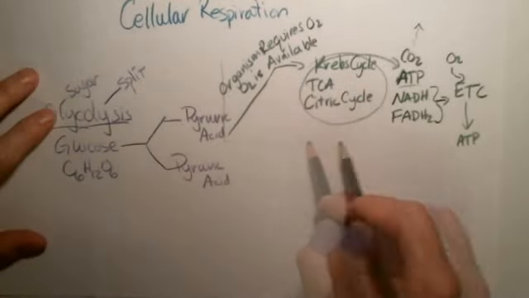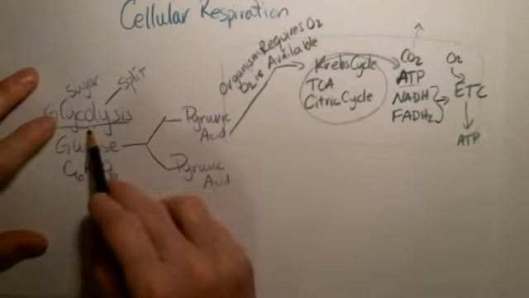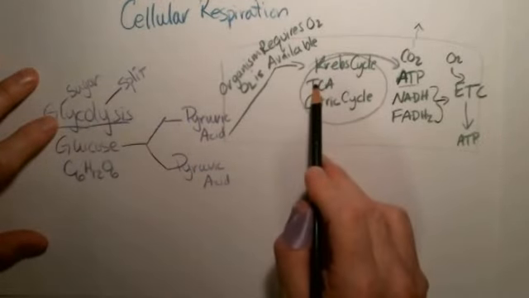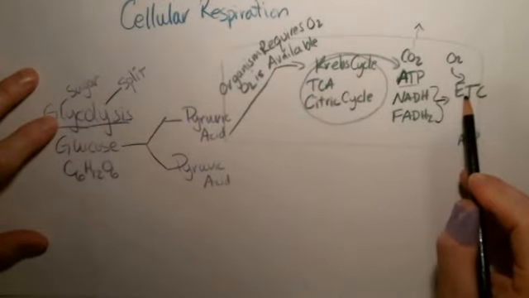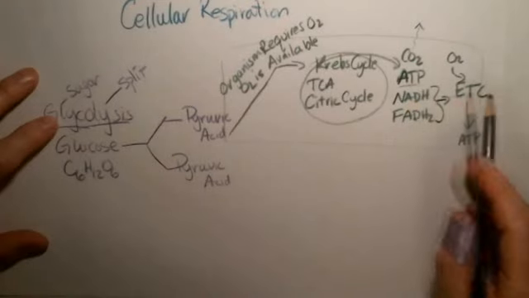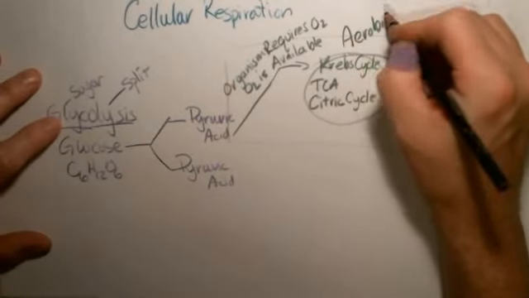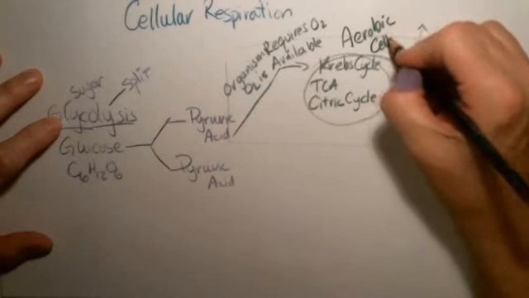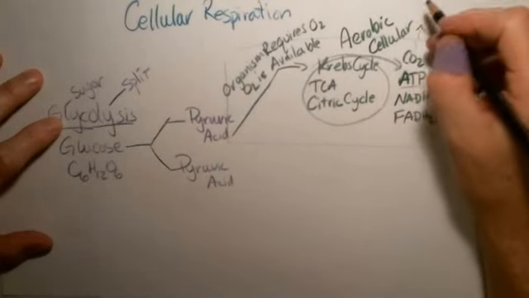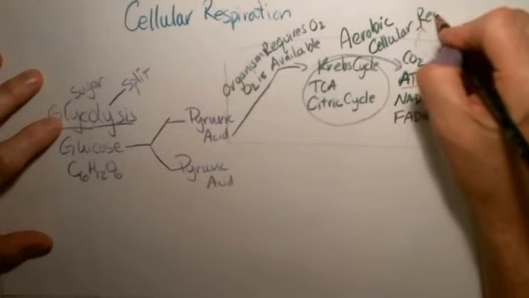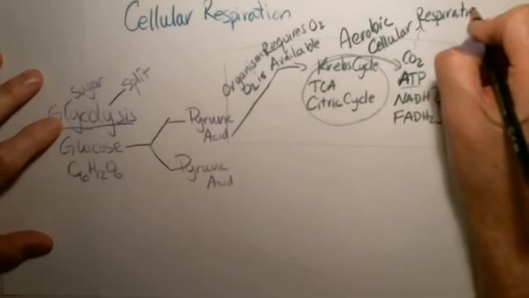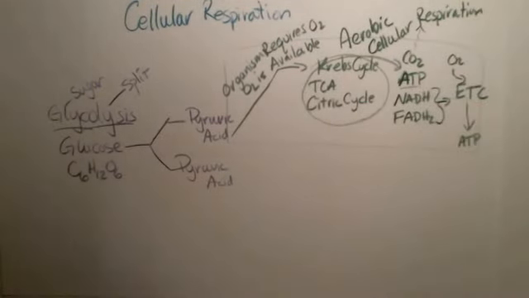This process here and across the top, that includes glycolysis, Krebs cycle, and the electron transport chain, this process is aerobic cellular respiration. Aerobic meaning air, cellular respiration. This is what you and I do. This is what animals do. Plants do this as well. We tend to focus on other things with plants.